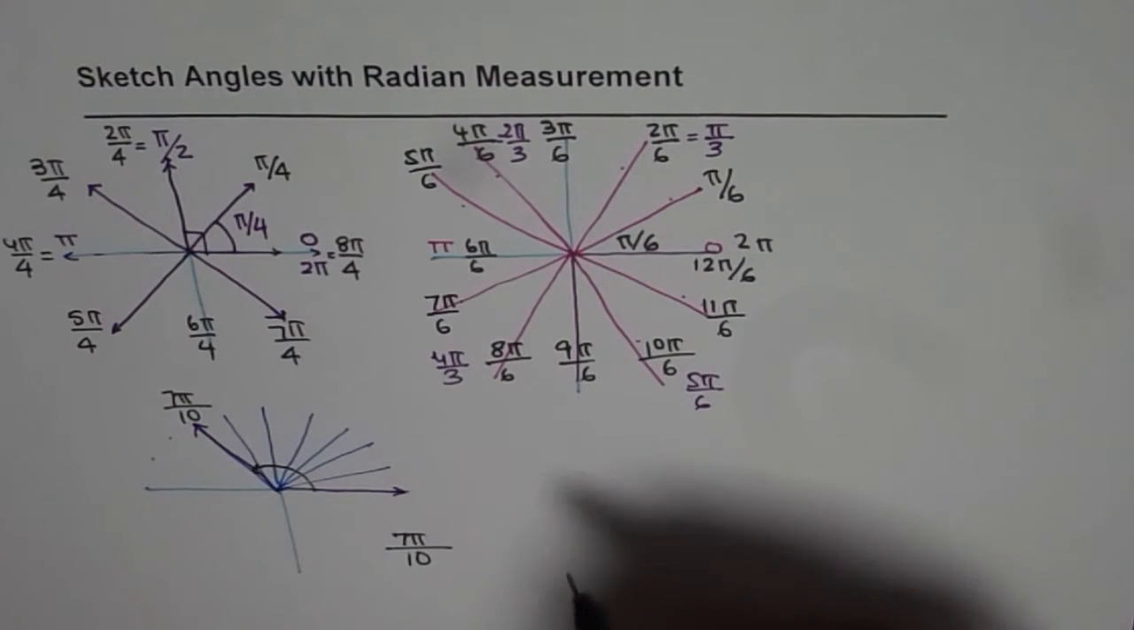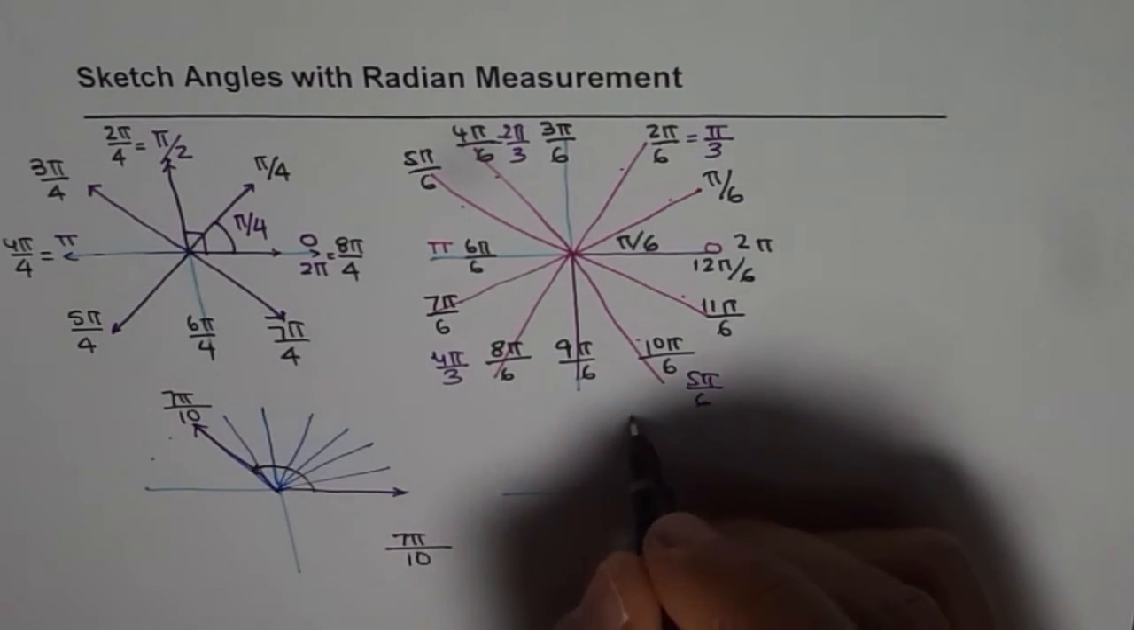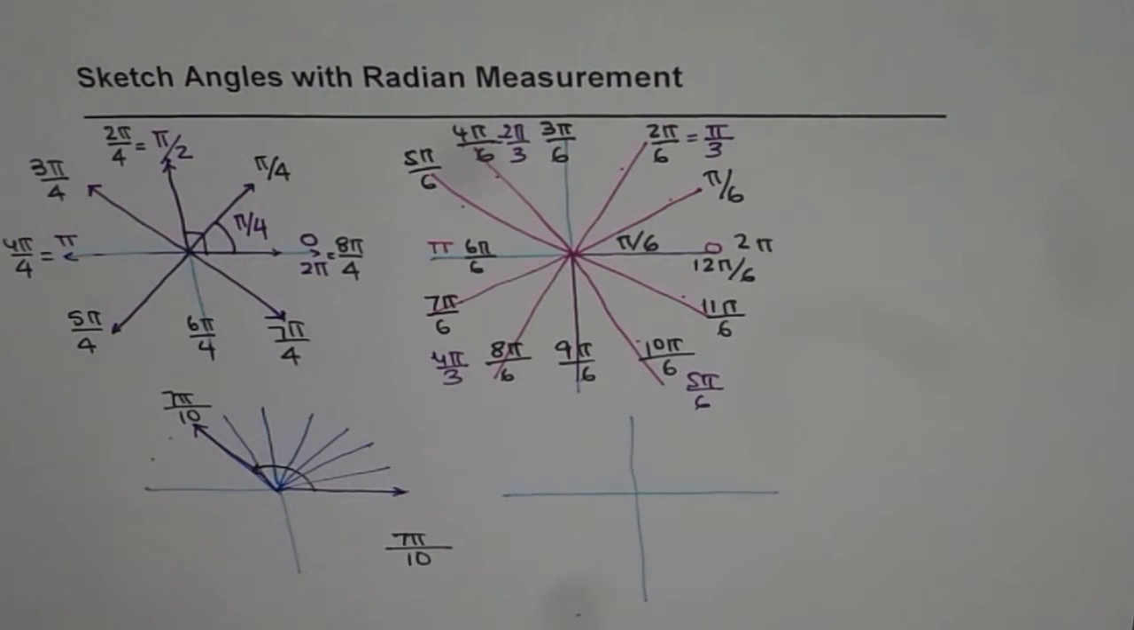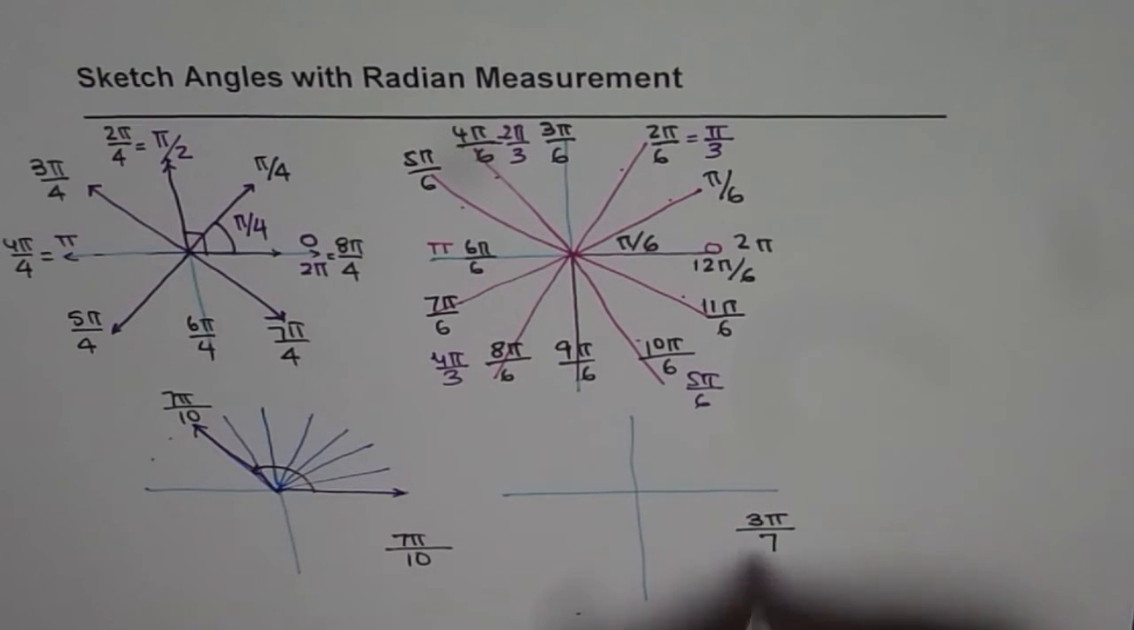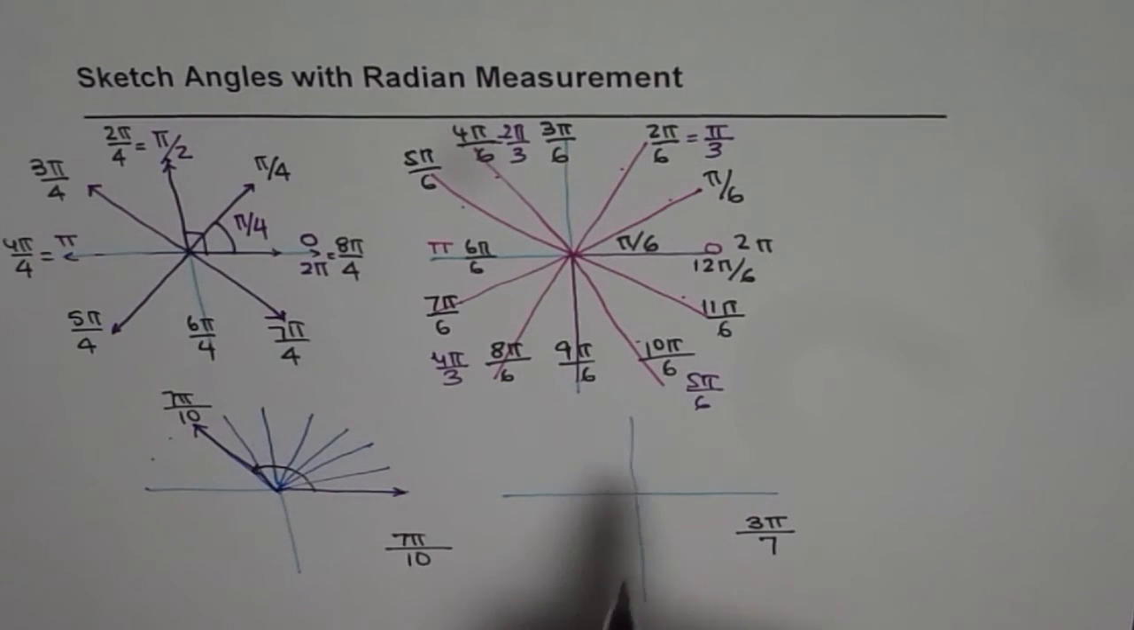Now here is an exercise for you. Help me draw another angle, which is, let us say, 3 pi by 7. Think about it. That means we have to divide this pi into 7 equal parts, right? And then take the third part. So it will be 3 pi by 7. So that is an exercise for you. But with this example, I hope you understand how easily we can represent an angle when given any radian measurement. I hope you appreciate it. Thank you and all the best.